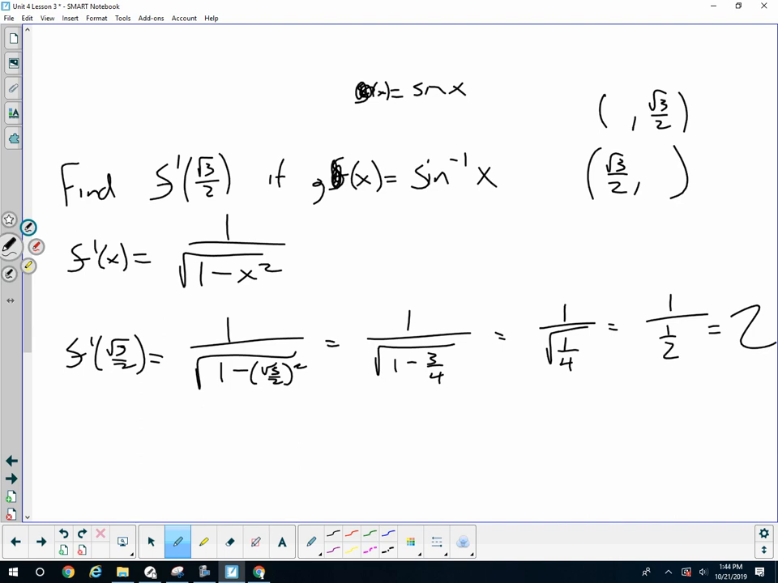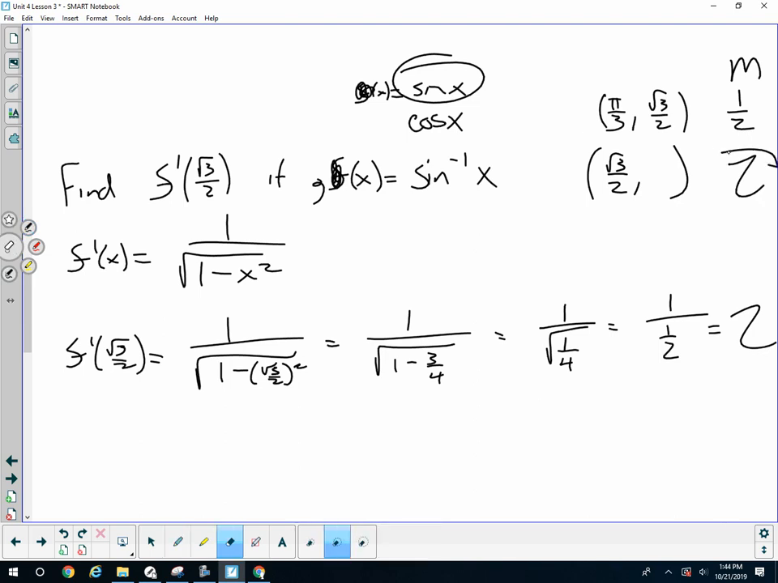Don't leave. Nobody's leaving until somebody gives me an angle for which sine x equals root 3 over 2. Pi over 3, thank you. Hold on. If I know the slope to sine x at pi over 3, I know the slope to sine inverse at root 3 over 2. What is the tangent slope generator of sine? Cosine. What's the cosine of pi over 3? 1/2. Oh my goodness. There's 2. So you could have done it that way as well. I wouldn't recommend it. You may leave now. I'm going to continue with the notes.